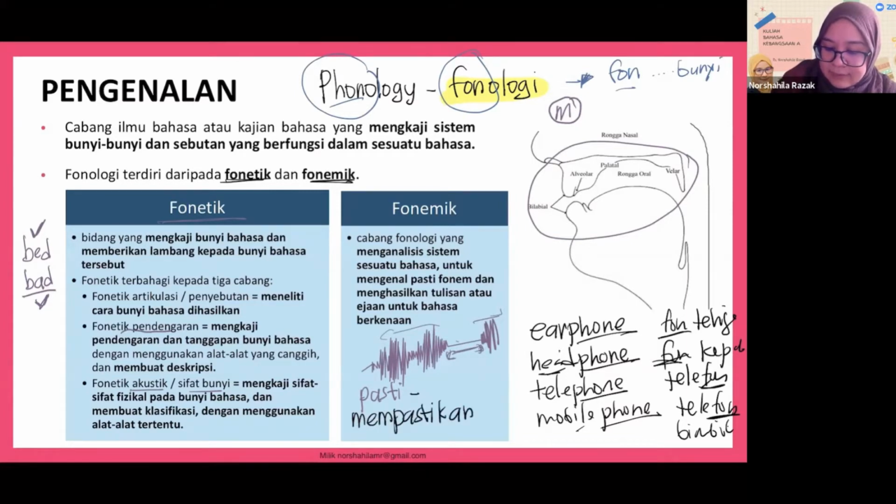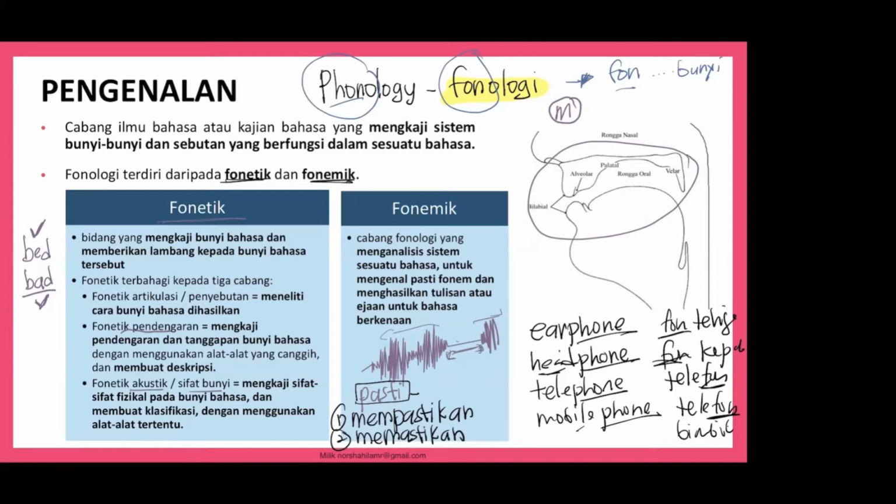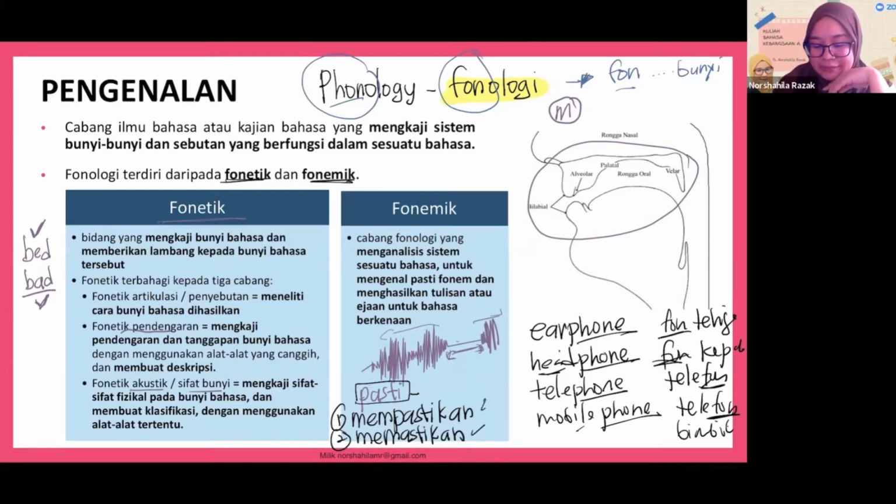Memastikan atau mempastikan, which is correct? One or two. Kata akar or the root word is pasti. But when we want to put the affix, it's either mempastikan or memastikan. Which one is correct? Second one is correct. First one is not correct. So this is what phonemic does. They will identify the best spelling for a word when the word is derived from the root word.